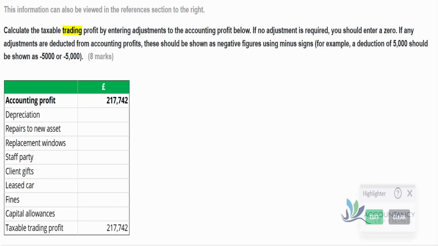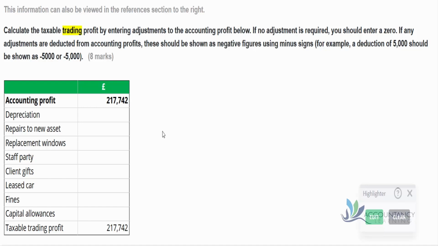It further tells us if any adjustments are deducted from accounting profits, these should be shown as negative figures using minus signs. So you see that a deduction of 5,000 should be shown as minus 5,000 with or without a 1,000 separator. So in work, you may be using brackets to show negative numbers, but that wouldn't be recognised by the exam software. So you can see the table has already been pre-populated on the left-hand side to prompt us, which is a really good help for us.